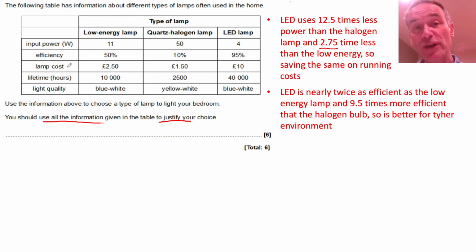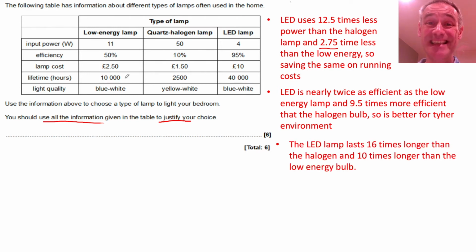So let's have a look at the next one. Well, I'm going to not use the next one yet. You'll see why in a minute. I'm going to do lifetime hours first. So if I look at the lifetime hours, you can clearly see that the LED will last 4 times longer than the low energy. But actually, if you divide 40,000 by 2,500, you get 16. So the LED lamp lasts 16 times longer than the halogen and 10 times longer than the low energy bulb. So you can see they're wanting you to compare this data.